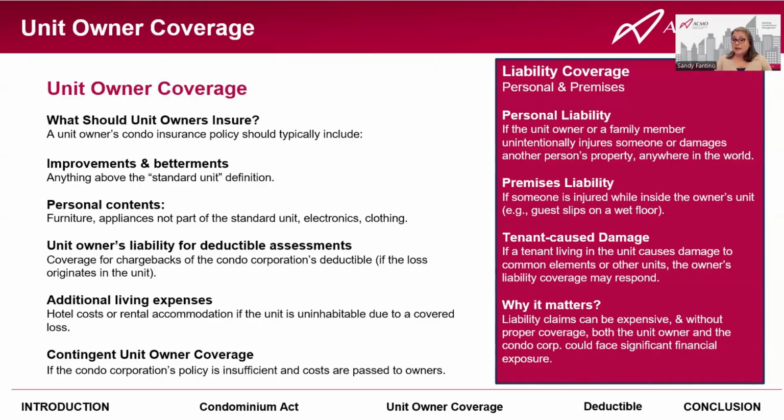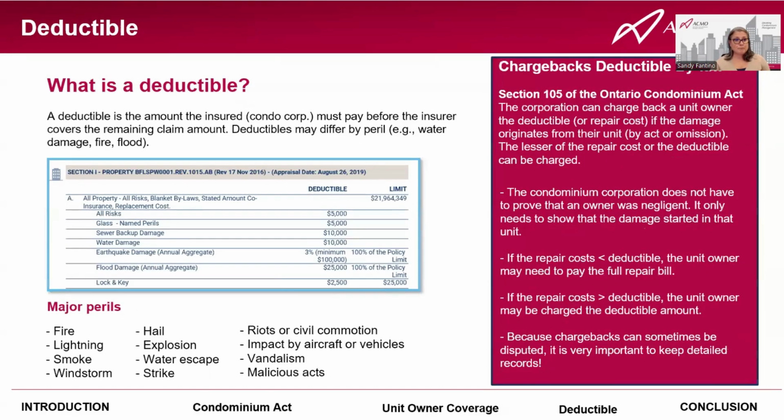And why it matters: liability claims can be expensive, and without proper coverage, both the unit owner and the condo corporation would face significant financial exposure. So very important discussions to have with your personal lines broker. Maybe something that you want to entertain every year when the property manager issues a standard unit bylaw and the corporation's new certificate of insurance. Ensure that you are always updating and reviewing your unit owner policy.